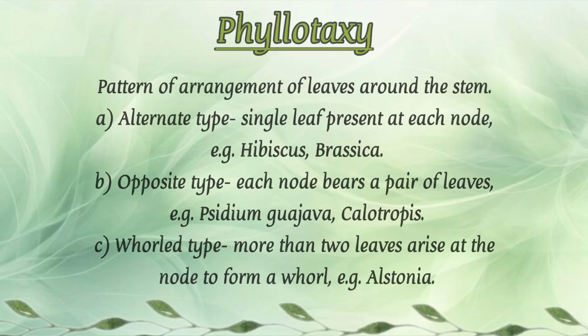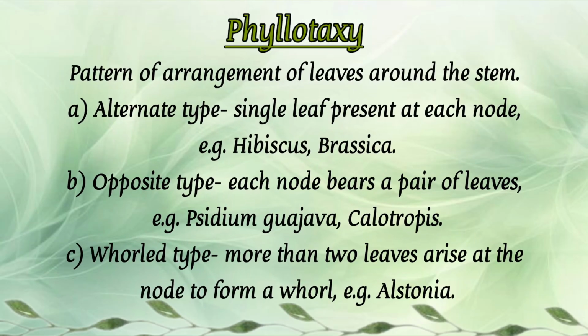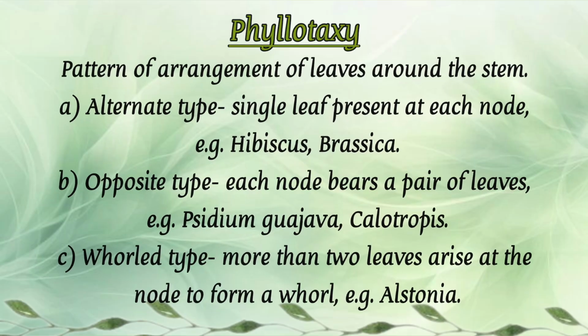Another important concept is phyllotaxy. Phyllotaxy is the arrangement of leaves on the stem. There are three main types: alternate phyllotaxy, where one leaf is present at each node, example hibiscus; opposite phyllotaxy, where two leaves arise at each node, example guava; whorled phyllotaxy, where more than two leaves grow at a node, example alstonia.